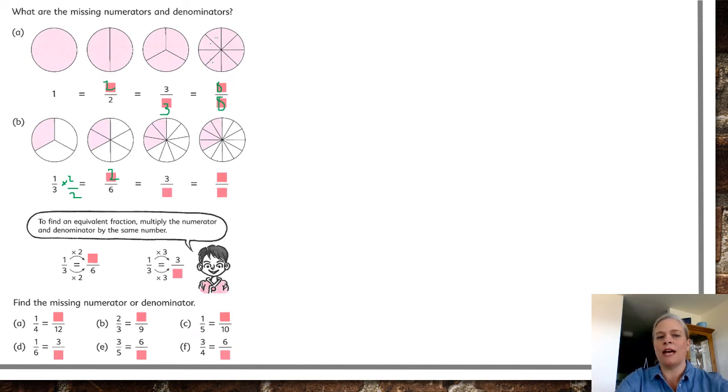Now we have that is equal to 3 somethings, but we can't multiply 2 by something to get 3. So they went back to this and said, oh, how do you go from 1 in the numerator to get 3 in the numerator? You guys know. It's going to be 3 thirds. So 3 groups of 1 is 3. 3 groups of 3 is 9.